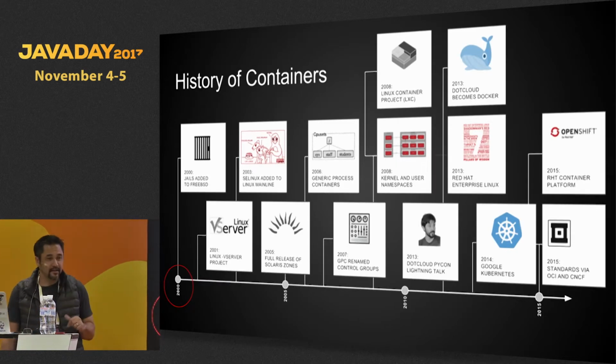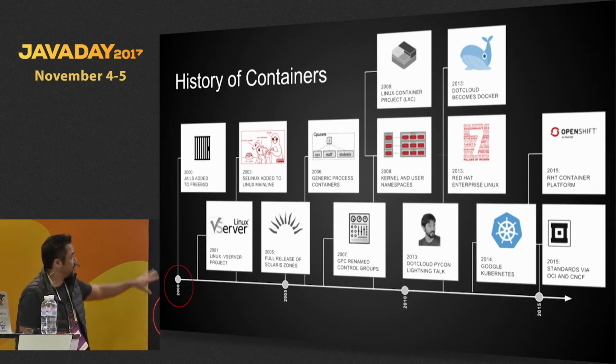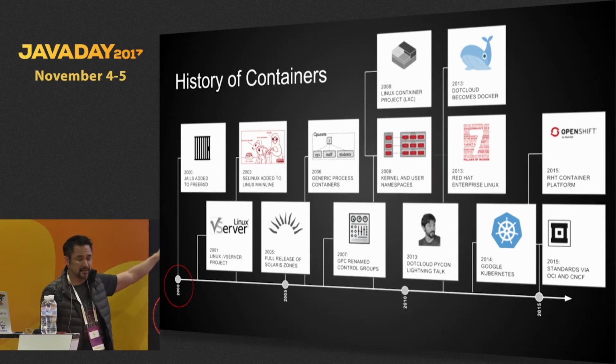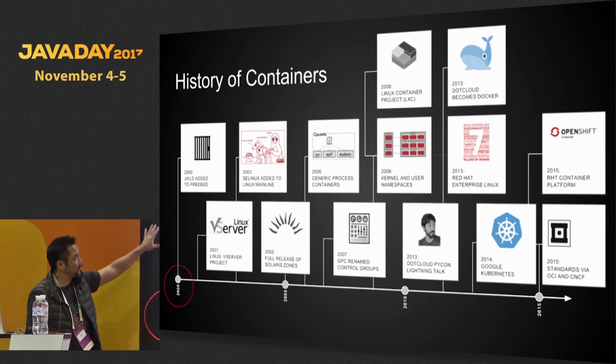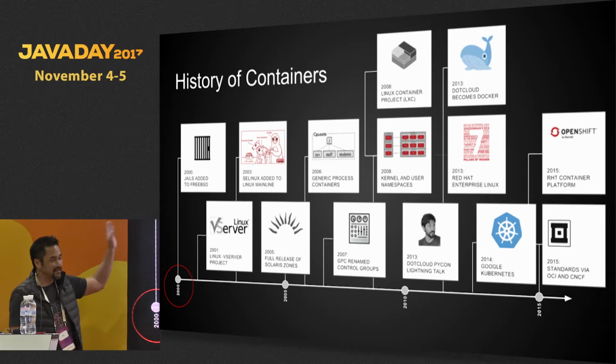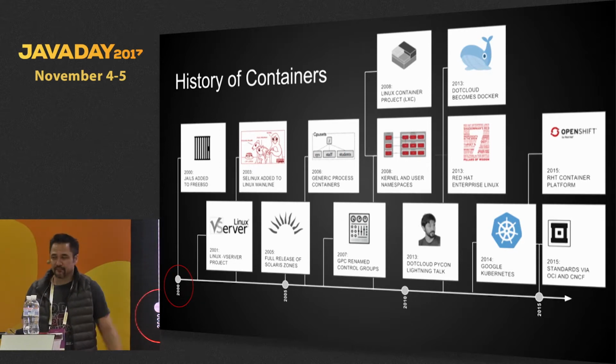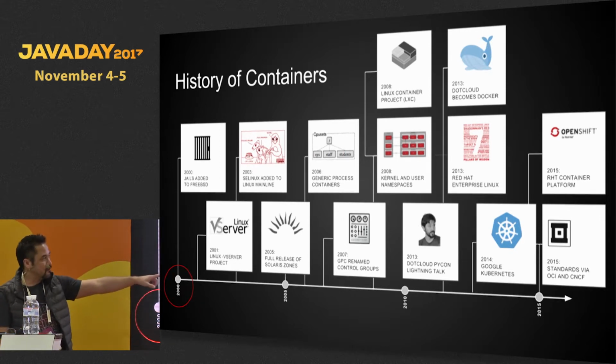Okay, here's the lineage of containers, right? So it started way back here with the concept of jails, with the concept of SELinux. These things started back in the early 2000s. So this is where the kind of history of containers came from. You'll see us rather late in the game, where dotCloud, at a Python conference lightning talk, it was called dotCloud at the time, in 2013, they came out with this concept of Docker.